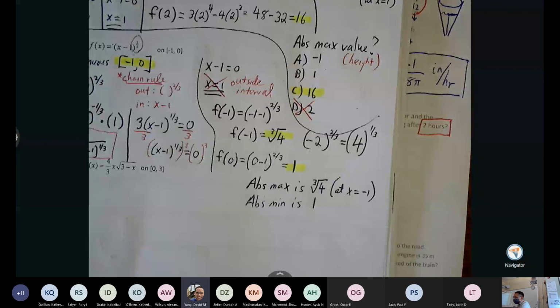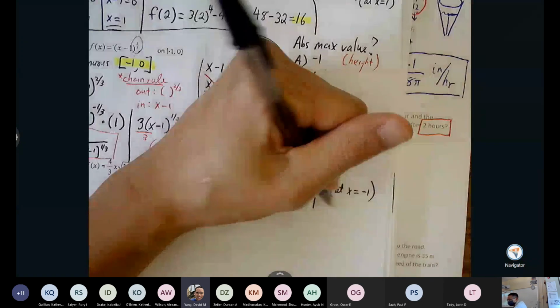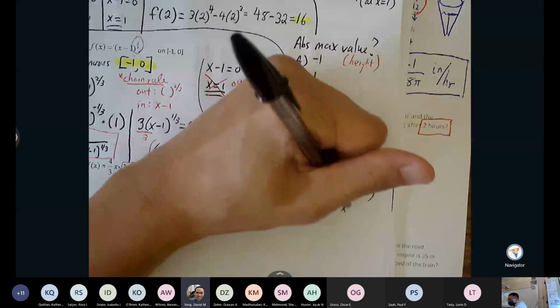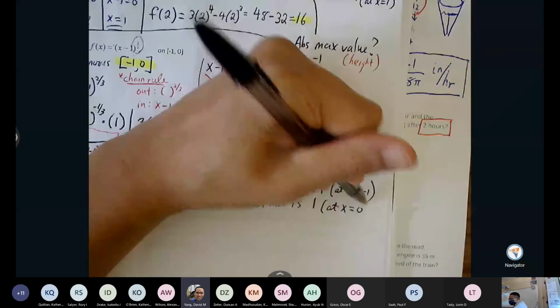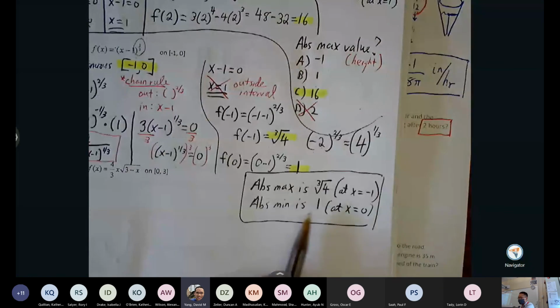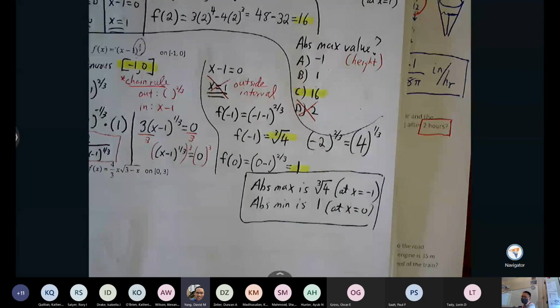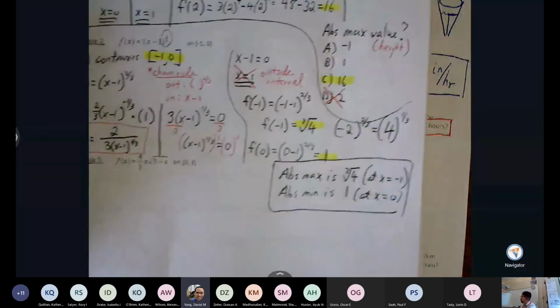All right, so absolute minimum is 1. The less important information is the x value, so we'll put that to the side. Okay, so this is the way I want you to express your answer. Emphasis on the y value, but include the x value just for additional information. All right, any questions?